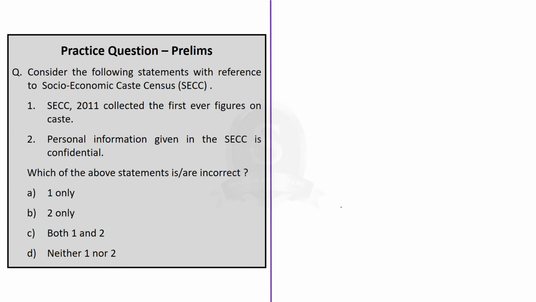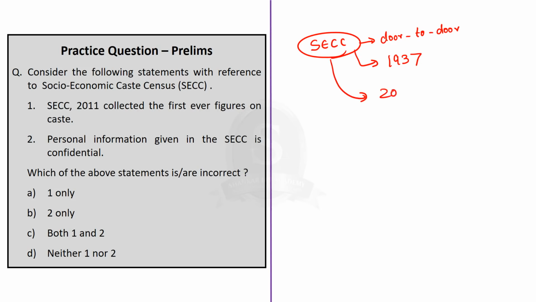Before concluding, let us do a quick recap. In this discussion, first we saw the basics of the Socio-Economic and Caste Census. Here we saw that it is a comprehensive door-to-door enumeration drive conducted across the country. The first Socio-Economic and Caste Census was conducted in 1931, and the Socio-Economic and Caste Census 2011 is the second such drive.